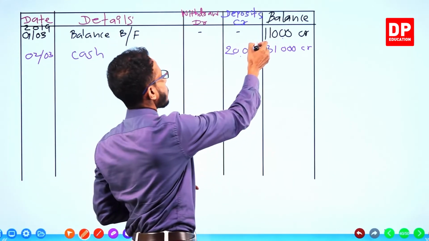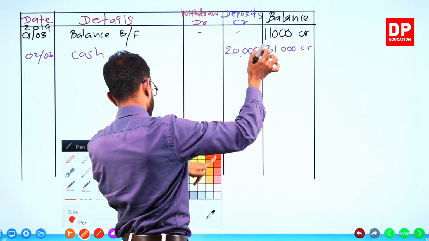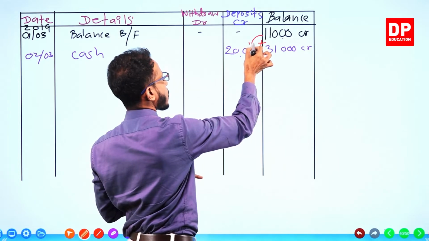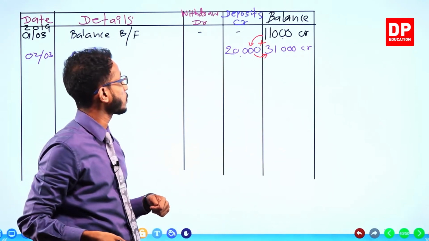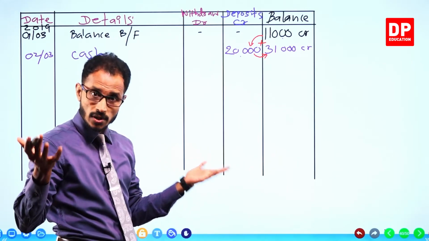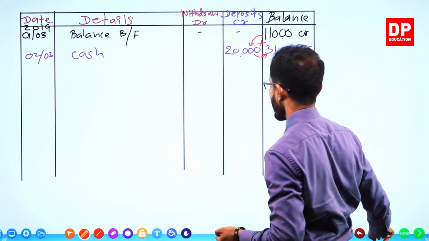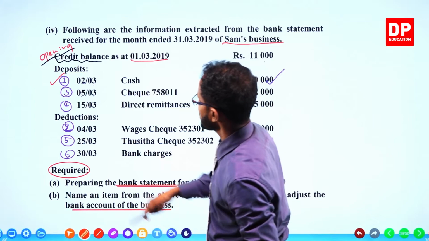31,000. Credit. Yes or no? 11,000 plus 20,000 becomes 31,000. Are you clear now? Let's finish this off. Next, this is done. First entry is done. Second entry is right here.